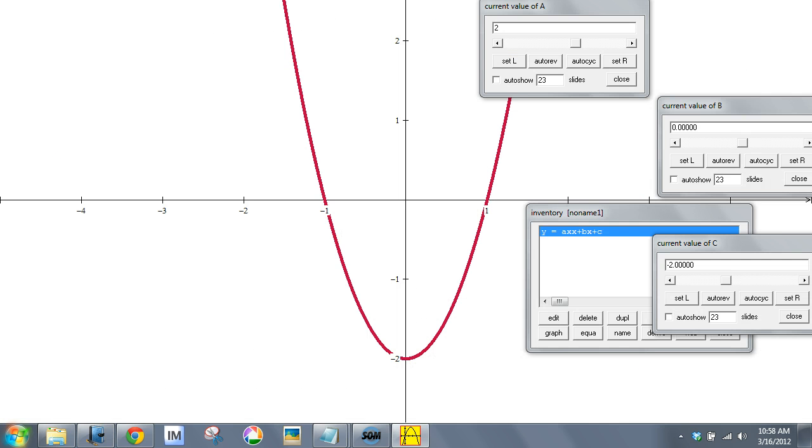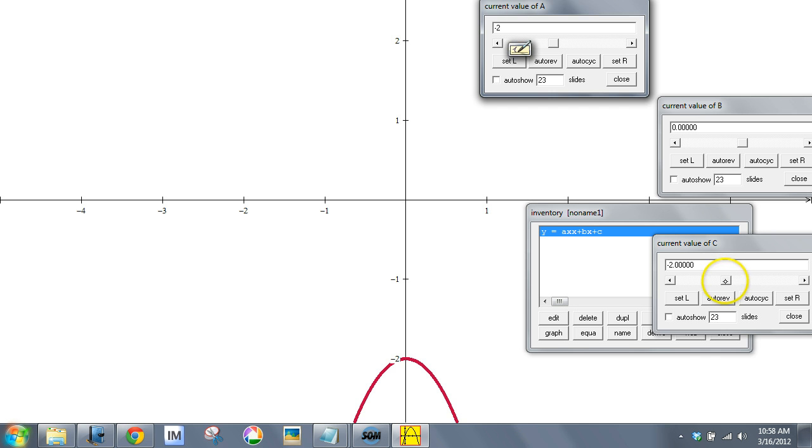Right now, look at my parabola. Do you think I have a minimum value or maximum value? Minimum value. Where is it at? At 2. Okay, now let me change the value of a to something else. Right now, look at my a, it's positive, right? Let me make it negative 2.